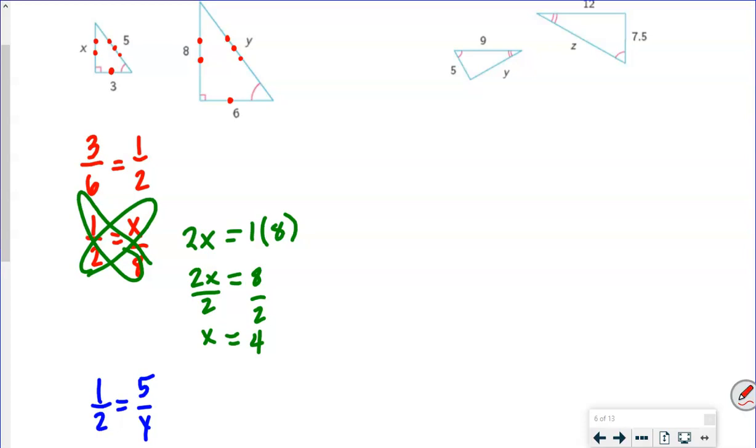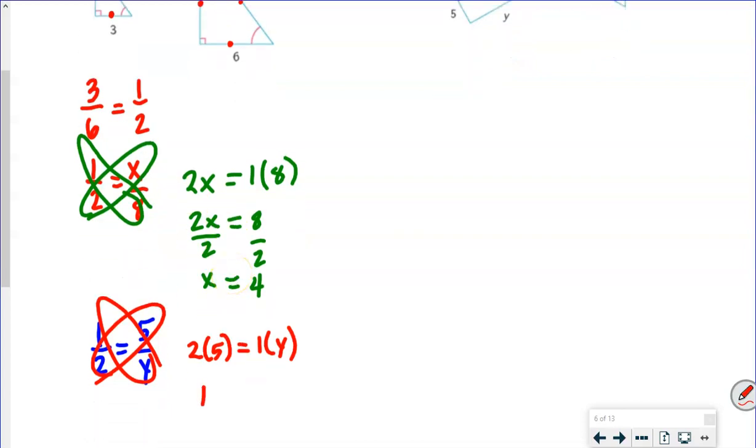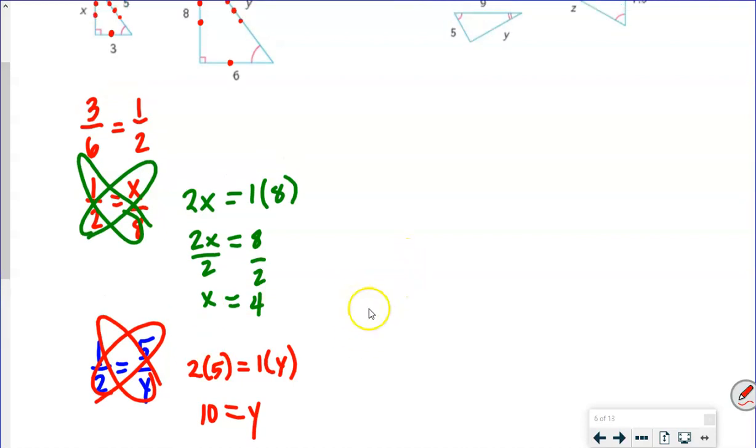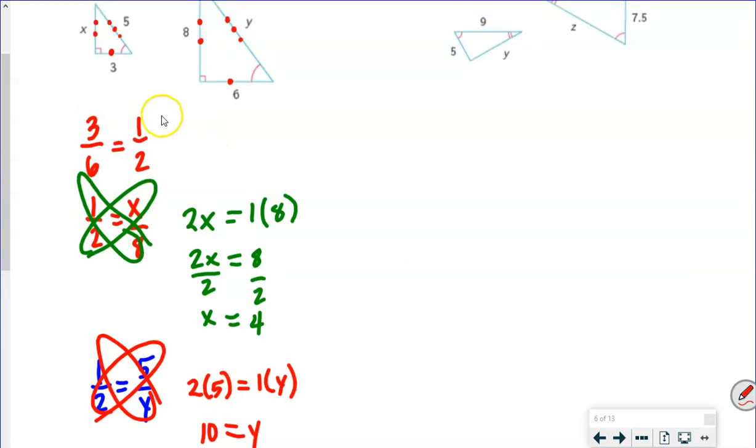So we're going to do the 2 times the 5 and the 1 times the y. So we're going to go 2 times 5, and that's equal to 1 times the y. So that's going to be 10 is equal to y. So now we've solved for our x and y. Now what I want to do is check these to see if they're right, okay? So what we should be getting is the same ratio.